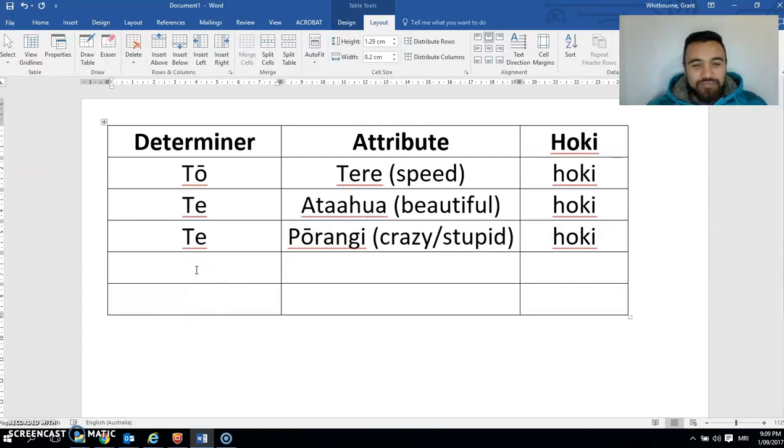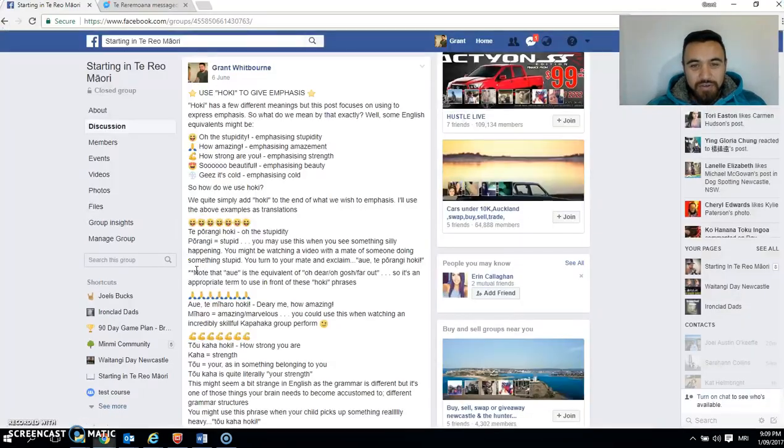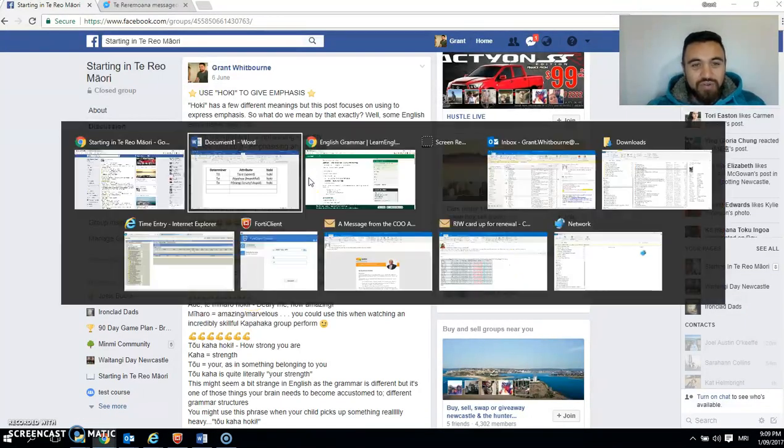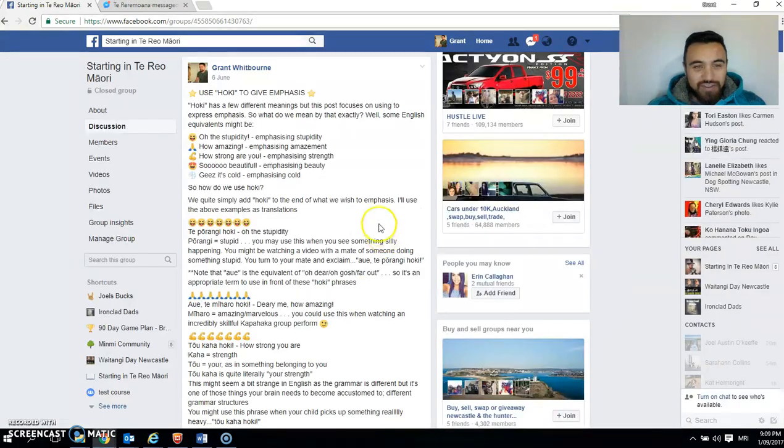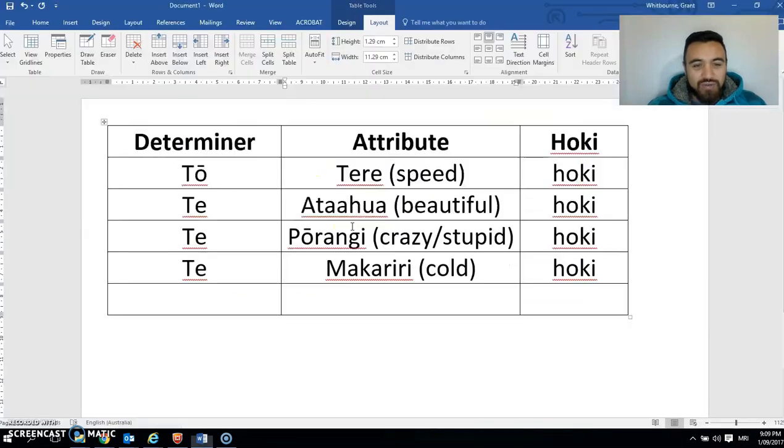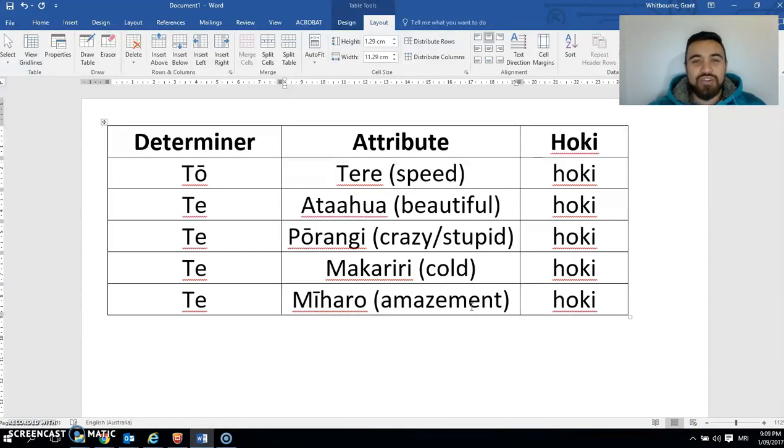What would be another one? I've got some examples here, and down in the description or down in the post, there'll be a really detailed description of all this. So some other ones I had here. Cold. Te makariri hoki. Oh, how cold it is. What else did I have in there? Te miharo hoki. Amazement. Oh, that's amazing. Te miharo hoki.